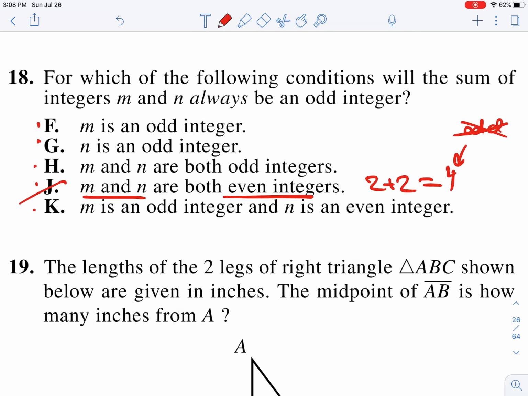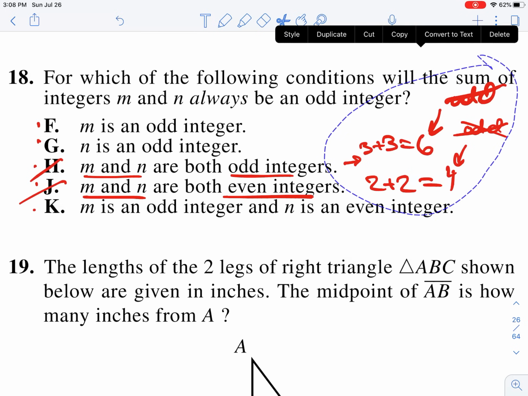Let's just do the same thing for all of these. Both odd. Let's try that. 3 plus 3 equals 6. That is definitely not odd. That is even. So we can take out h as well. Now we narrow down from 5 answer options to 3. So we're getting closer and closer.